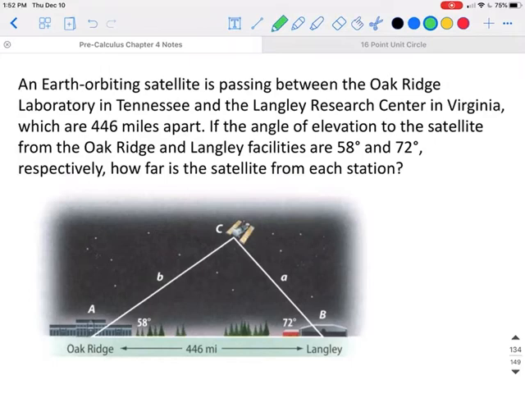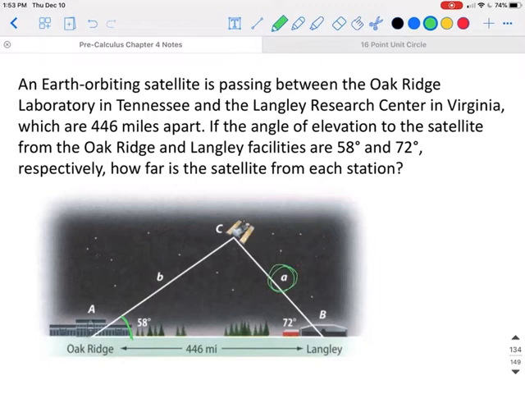An Earth orbiting satellite is passing between the Oak Ridge Laboratory in Tennessee and the Langley Research Center in Virginia, which are 446 miles apart. If the angles of elevation to the satellite from the Oak Ridge and Langley facilities are 58 degrees and 72 degrees respectively, how far is the satellite from each of the stations? So we're just trying to find those A and B values, where A is the distance from Langley and B is the distance from Oak Ridge.